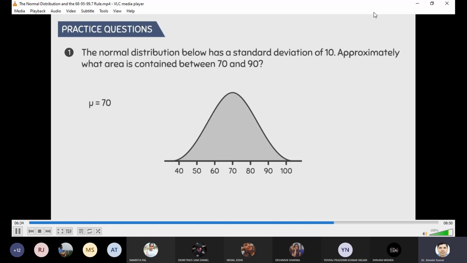In this question, we know that the population mean is equal to 70 because it's in the center of the distribution. We also know from the question that one standard deviation is equal to 10, and we can see this because each interval goes up by 10.